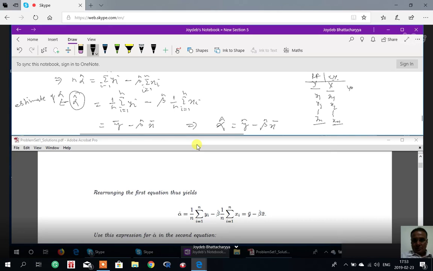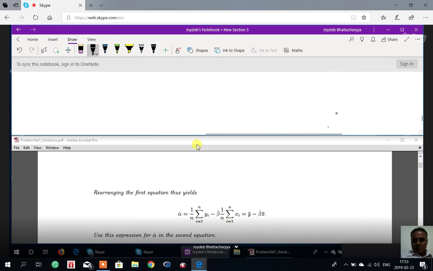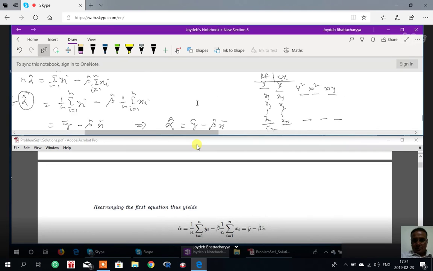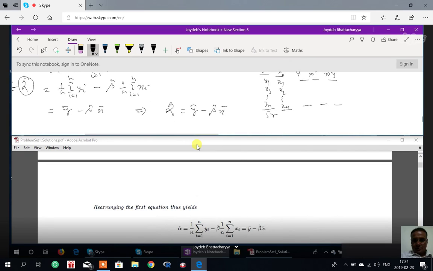So you can get your y square, your x square, your xy. These are all the data you can produce, and in the aggregations you will get the aggregates. From here we can get summation yi, summation xi, summation y square, summation x square, and summation xy. Once you get all these aggregate values, you can put them into the normal equation system and solve out alpha and beta.